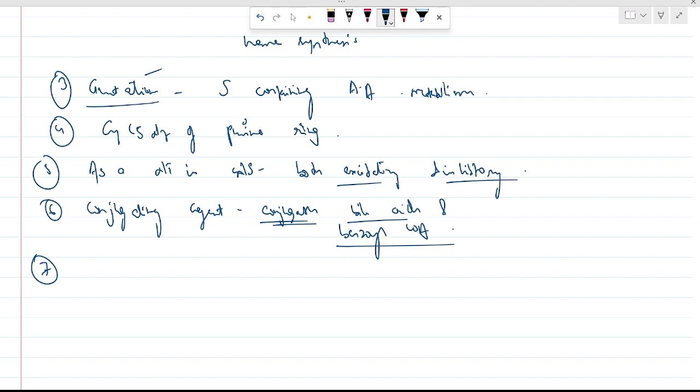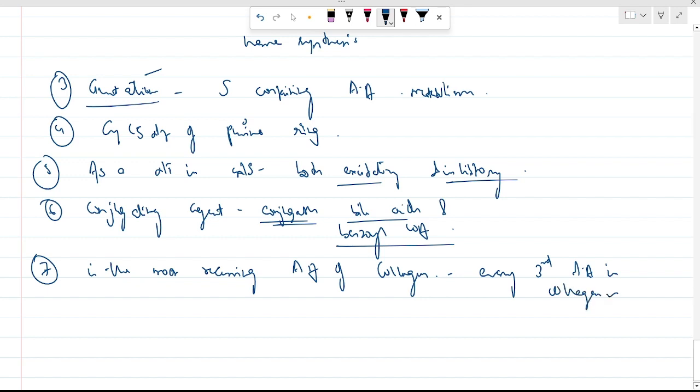Okay, and moving on, we know glycine is the most recurring amino acid of collagen. Every third amino acid in collagen is glycine. In collagen it's the most recurring amino acid, and it also induces bends in the secondary structure of proteins.